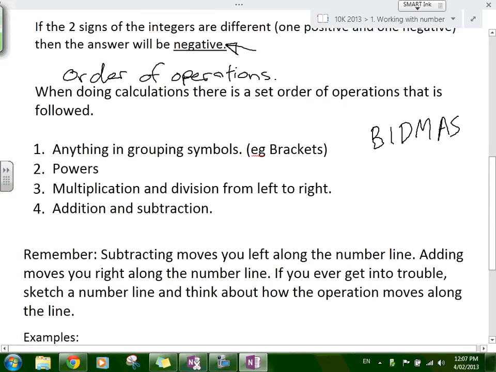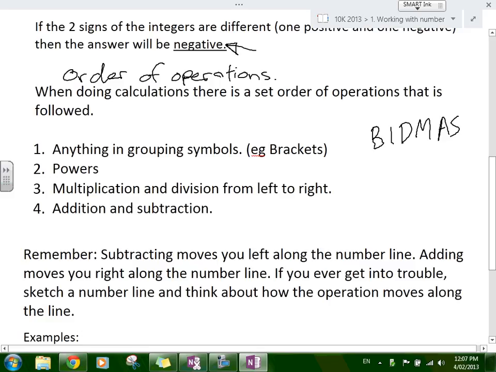And you don't need to write this, but this is just a note to say that remember if you have a number line, when you subtract something, you're moving left down the number line, more negative. That's what's happening when you subtract. When you're adding, you're moving right along the number line.